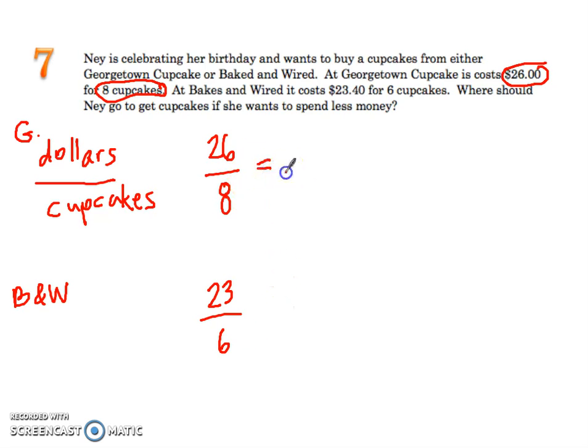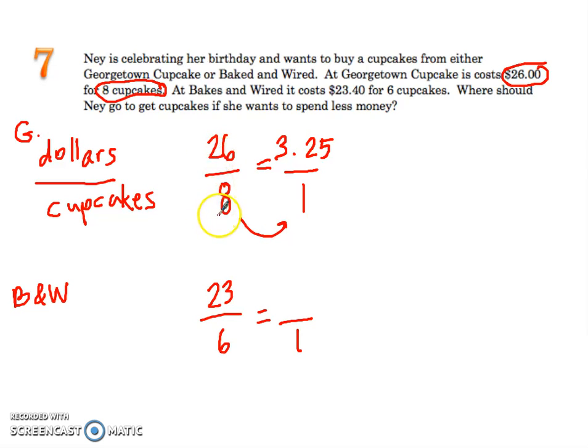So I want to figure out what my unit rate is here first, right? Because it looks like here she's getting a better deal. For 8 cupcakes, she spends $26. For 6 cupcakes, she spends $23. But let's figure out the unit rate to actually determine if that is the case. So we have our 26 divided by 8. And for one cupcake, it is $3.25. All right.